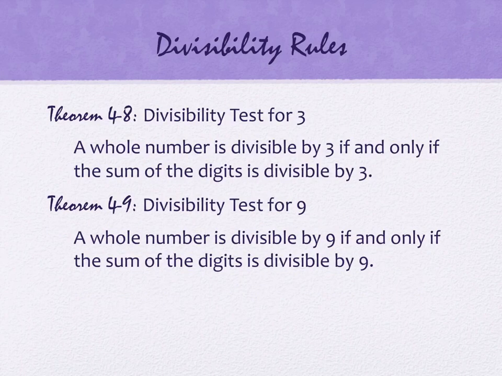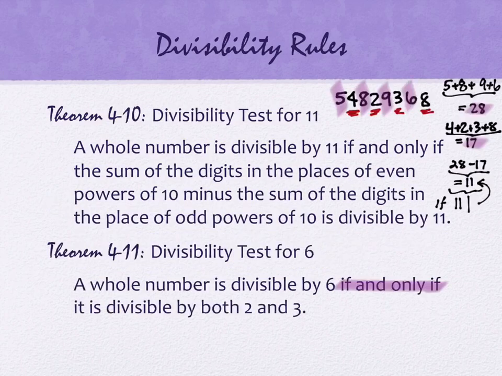Divisibility for 3 and 9 talk about adding all the digits together. So you add them all together. If that sum is divisible by 3, then the original number divides by 3. If it's divisible by 9, the original number divides by 9. 11 had this weird bouncing back and forth between digits, adding them up and doing a subtraction between those sums.